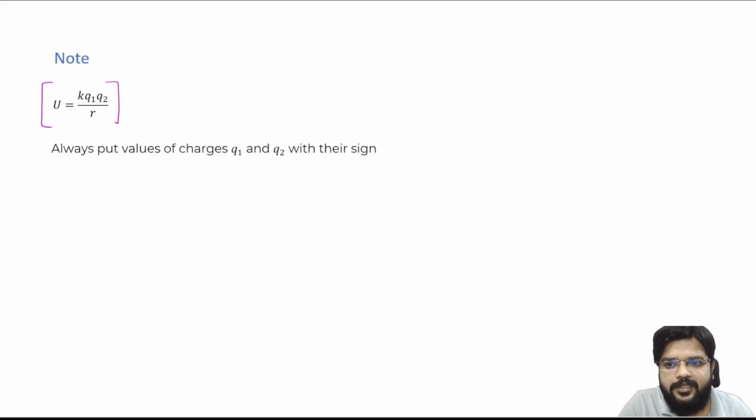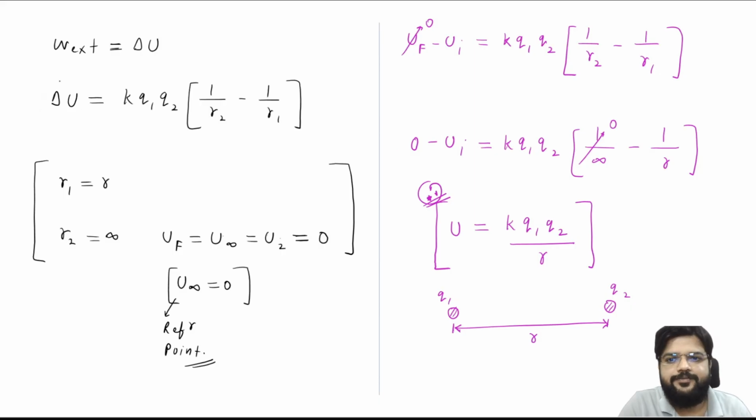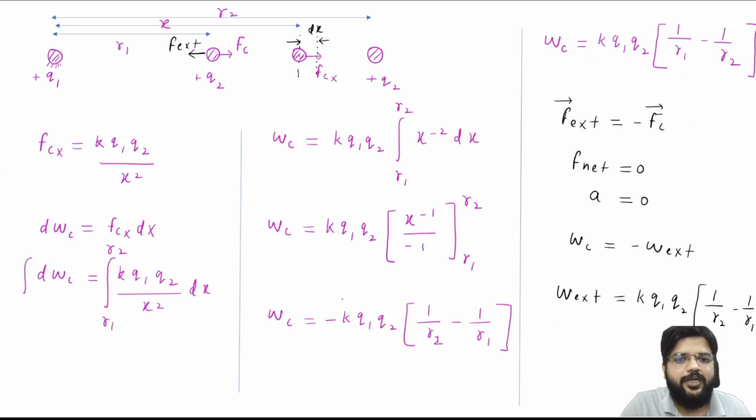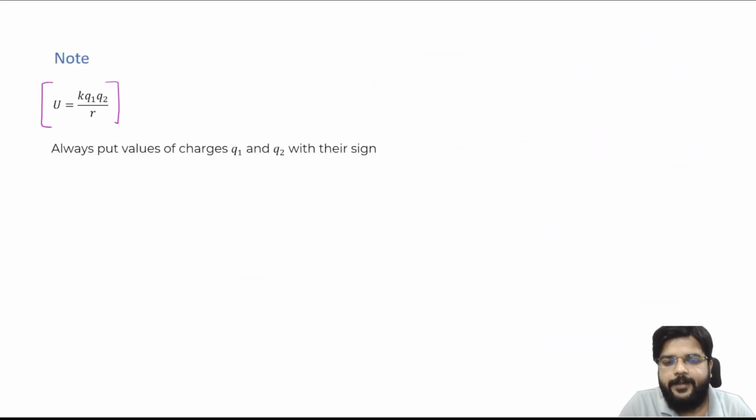Finally we got it, this is the change in potential energy formula, and this is the work done by external agent formula. Correct? And work done by the conservative force, already we got it here. So lots of formulas we have here, everyone, and all formulas are linked. Correct? There's some relation between all these formulas.